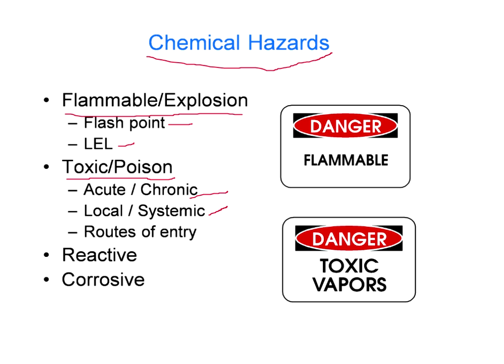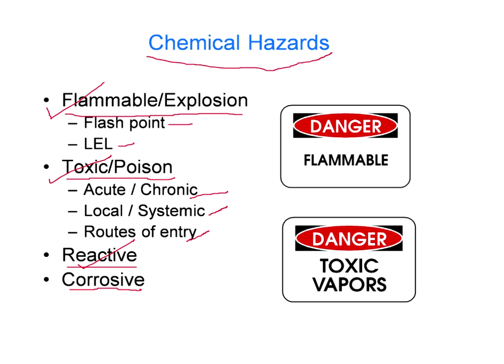See, this is about the chemical hazards. The first is flammable or explosions. What is a flash point? What is LEL? And second is about toxic or poisons. There are different types of toxic levels: acute, local, and routes of entry. These are all already developed in every organization. And third is about reactive. Some chemicals may react.